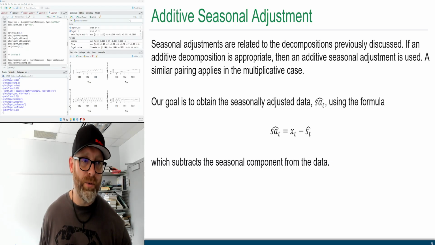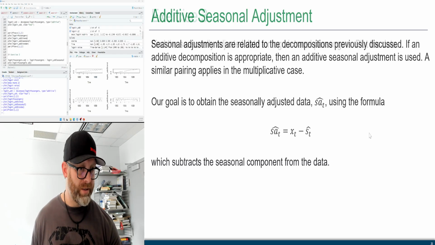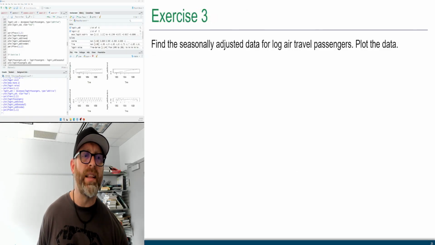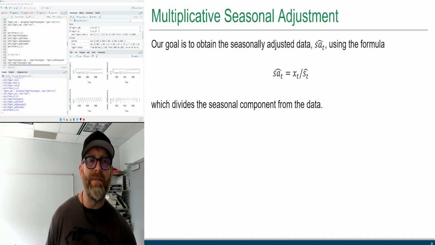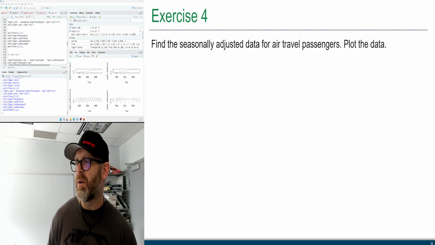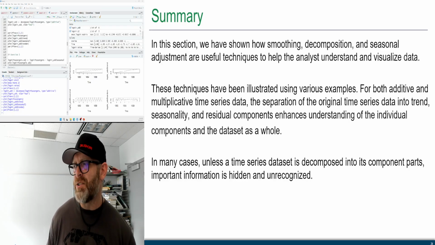So for exercise 3, oops, don't crash on me again, please. Exercise 3, that's exactly what we're going to do. We're going to do the seasonally adjusted data. And for multiplicative, we'll go back and do that in just a second. For multiplicative, I'm just dividing out instead of subtracting. So that's exercise 4 if you want to go through it. I haven't gone through that in the slides, so you can skip over that part if you really want.